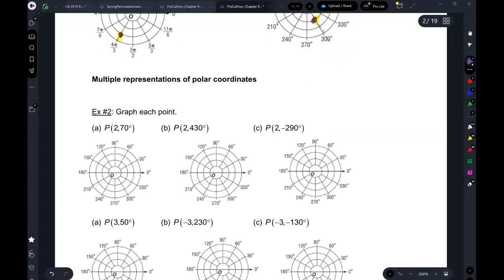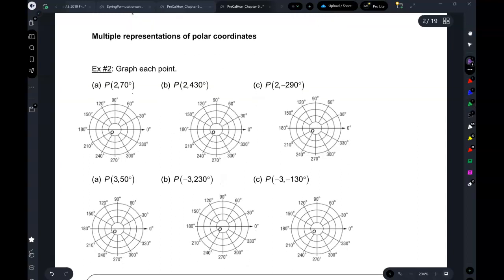Take a look here. You have 2 and then 70 degrees. So you go out 70 degrees, a little bit past the 60, and then 1, 2, right here. Now, this one is 2 and 430. So you go to 360 and then how much more? 70. So right here. That's the same location, correct? Because from the original point, you added 360. Now, 2, negative 290. Where would that be? At the 70 again.